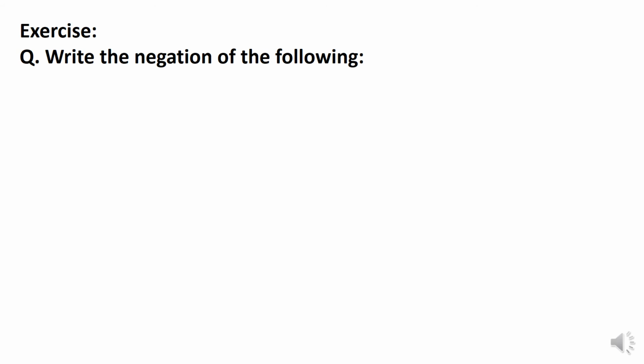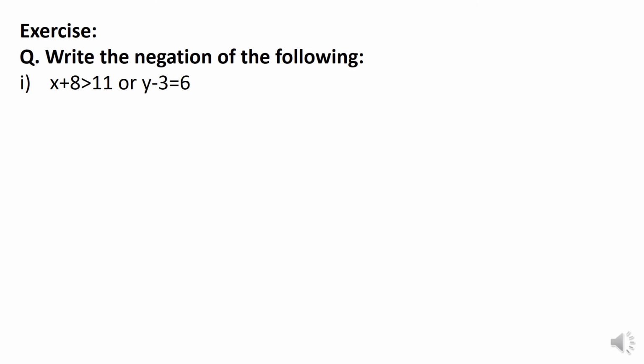Now in the exercise, the question which is going to be given to you is: write the negation of the following. Before writing the negation of the statements, you are going to observe the statement and then decide what connective is used over there, whether it is a conjunction, disjunction, implication, or whichever other statement it is. And then you are going to decide on the negation, what is to be written over there.